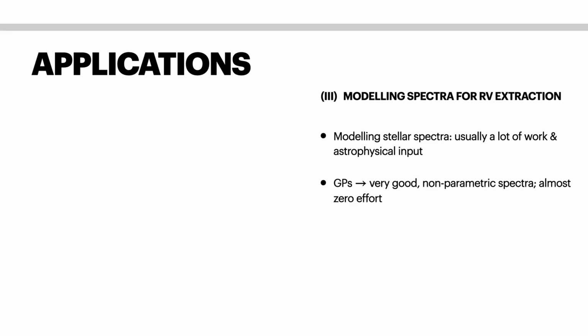Now, a rather different application of GPs comes in the form of modeling stellar spectra themselves, i.e. the very things we use to infer RVs in the first place. Often this takes a lot of work and specialist knowledge of stellar astrophysics, chemistry, atmospheric physics, etc. Even just to build template spectra. But with GPs we can build a very good non-parametric model for spectra with almost zero effort.